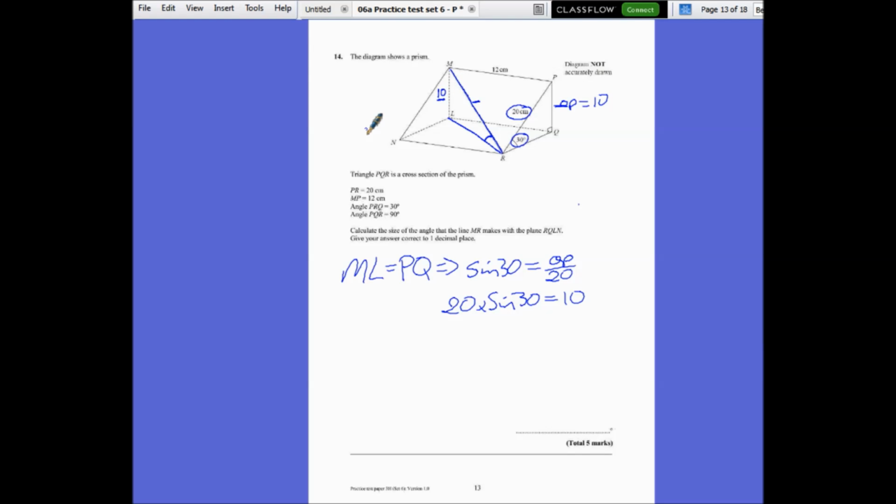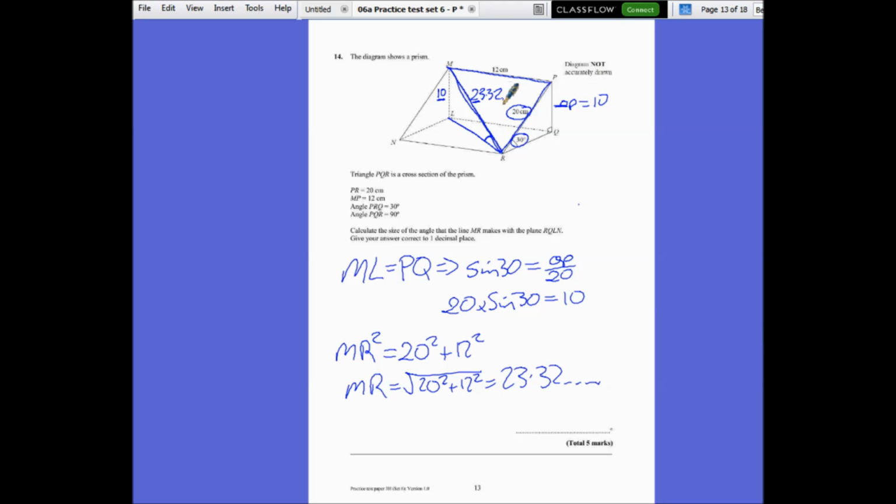We've also got a right angled triangle here. So this is a right angled triangle. And we can then work out MR from that. So to work out MR, which is the hypotenuse, MR squared would be equal to 20 squared plus 12 squared. So MR is the square root of 20 squared plus 12 squared, which is 23.32. Leave that in your calculator because we can use that in a second. So we know that this here must be 23.32.